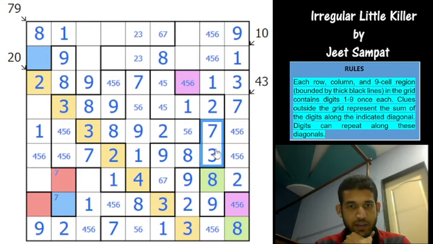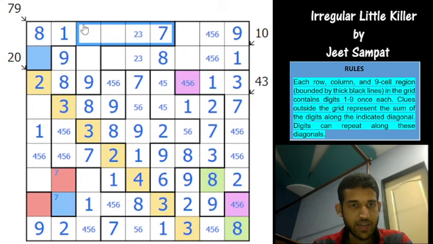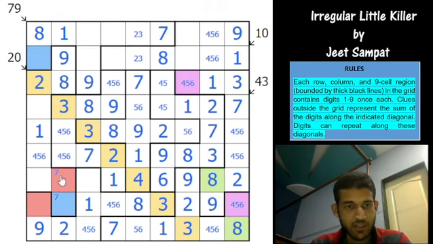Oh, I have a 7 here. So I can remove the 7 from this cell, part of the same region. So 6 goes here and that gives me a 7 here. And that is really good because we have a long range deduction now. So 7 cannot be in a blue cell because this is part of the same region, which means you can eliminate the 7 from this cell because these blue cells take the same value. So that becomes a 7.